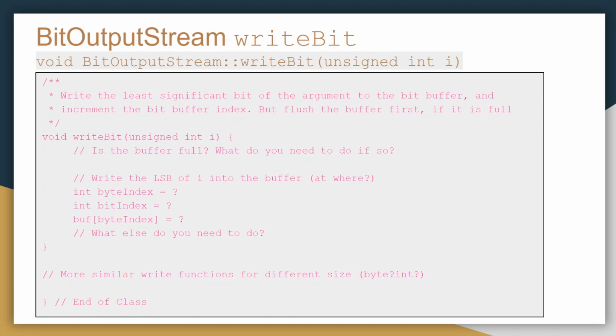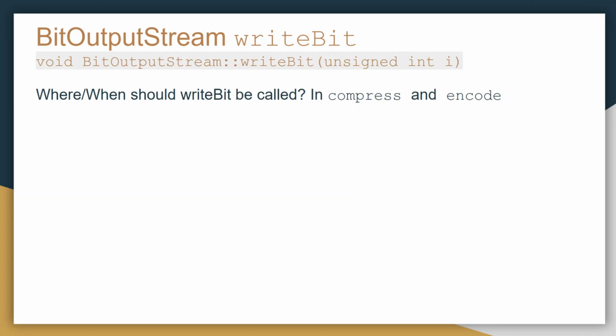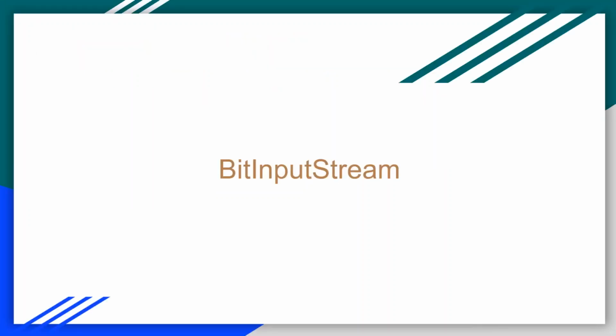All right. So when and where should writeBit be called? In compress and encode. Depending on your implementation, you probably should call it in these places. All right, so BitInputStream.